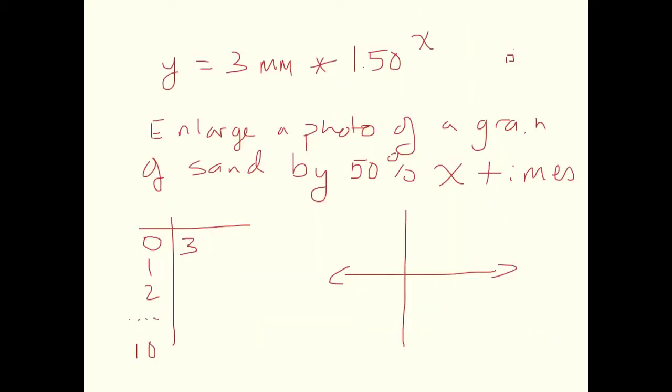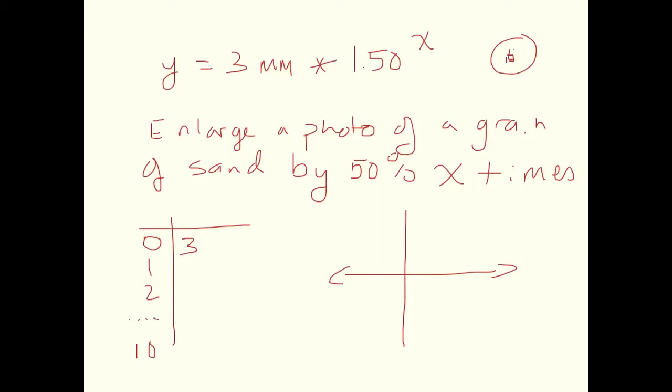For our first example, we're going to talk about if you had a photo of a super small grain of sand, 3 millimeters on a side. That's how small the grain of sand is. And you blew it up, and you enlarged it by 50%. To do this equation, you don't really want to multiply by 0.5 and then add it on. You want to multiply it by 1.5 because you get the whole 3 millimeters plus 50% more. So 3 times 1.5 is going to give you 4.5 after one enlargement.